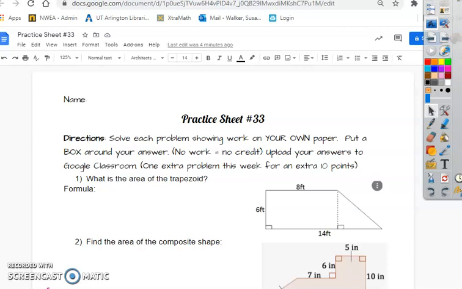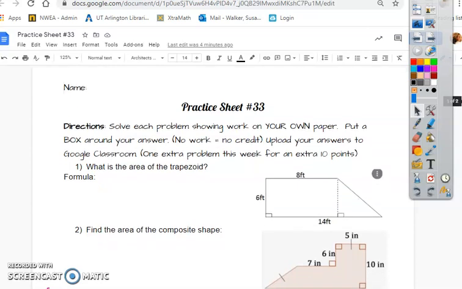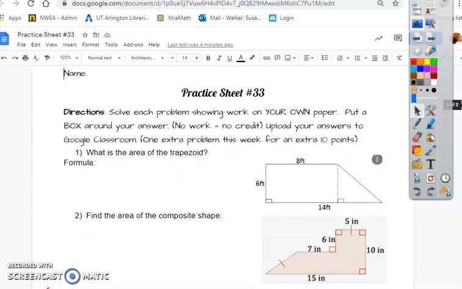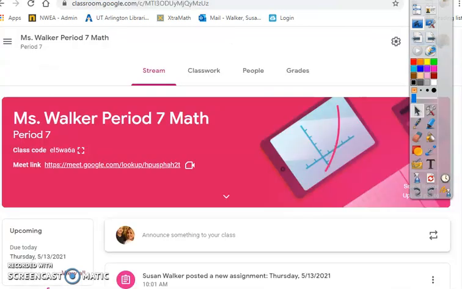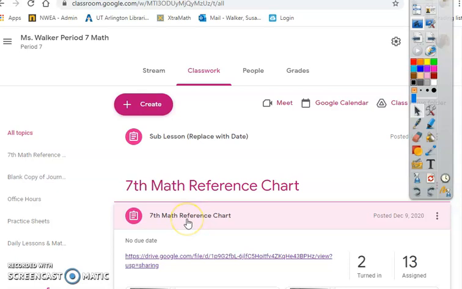Hey everyone, we are on practice sheet 33, and you know what that means. We are getting closer and closer to the end of the school year. Getting so excited.